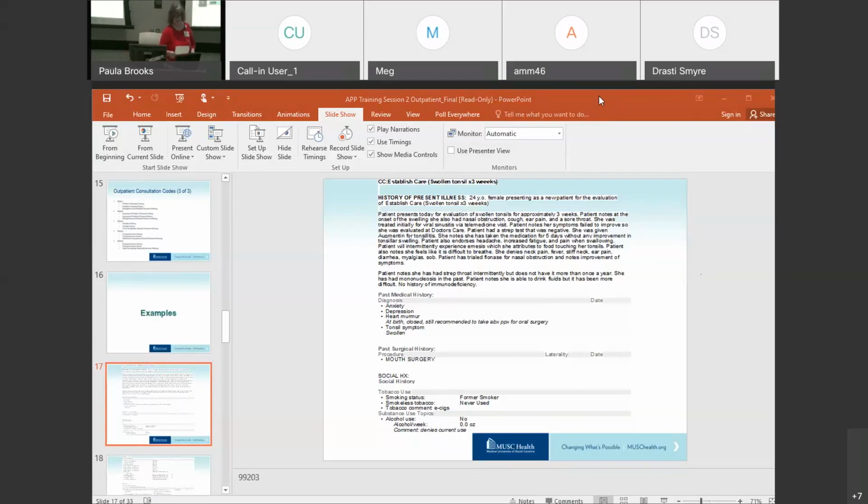So in this example, this was a new patient coming in to establish care. A 24-year-old female who was presenting as a new patient for evaluation of establishing care for swollen tonsils for 3 weeks. So the way that we're going to figure out our level of service for this new patient is we have our location.